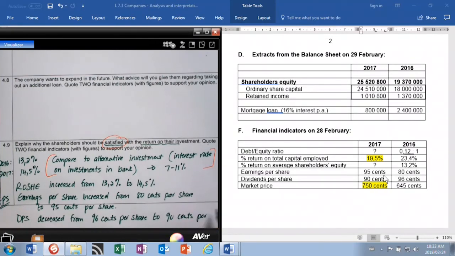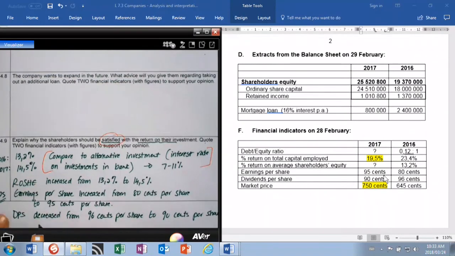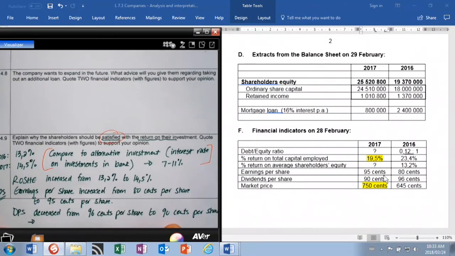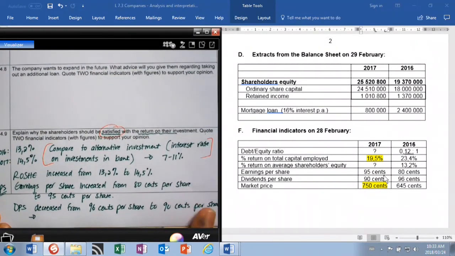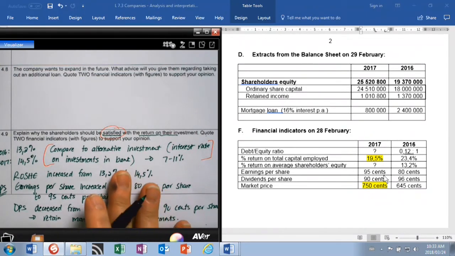Okay, why is this positive for the company? That shows that they will retain more money for future improvements or whatsoever. So that was the analysis of the return on average shareholders' equity.